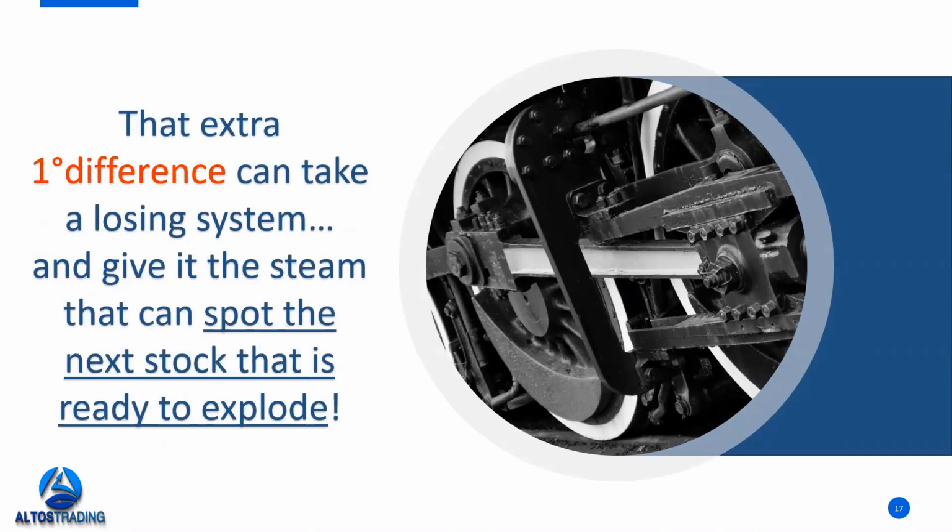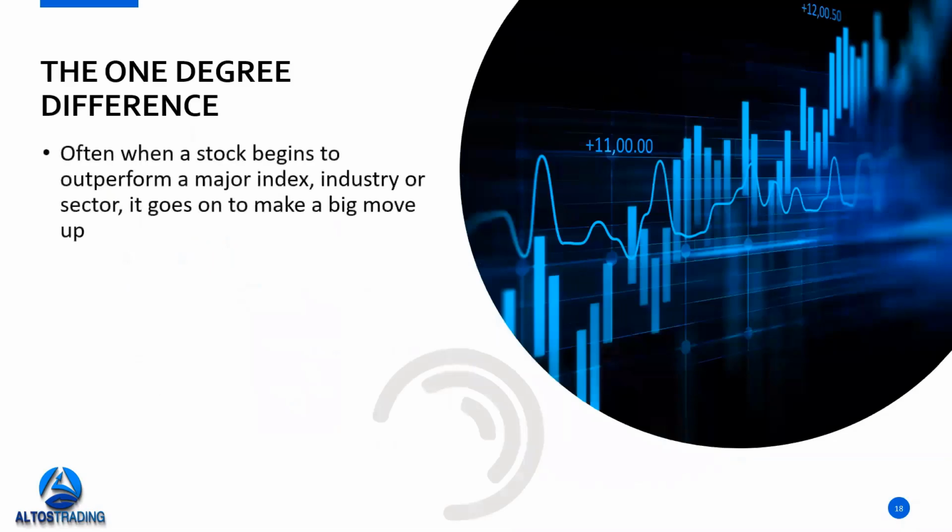And guys, you can apply this information to any system or strategy you're already using. So whether you're using any sort of other momentum indicator or trend following system or whatever, if you use this relative strength information, it can give you the extra edge to help you stay out of stocks that are not performing well or underperforming. So this 1 degree difference can have really big positive results to your bottom line, because often when a stock begins to outperform a major index or an industry or a sector, it goes on to make a big move up.